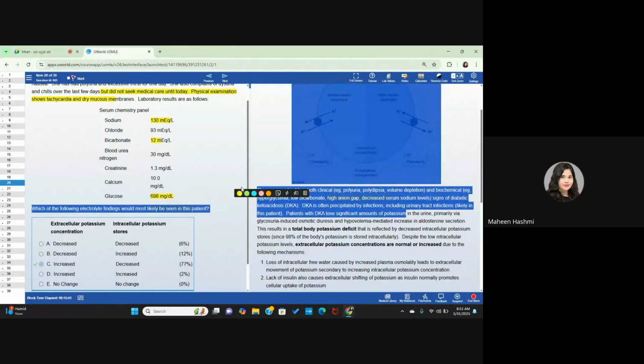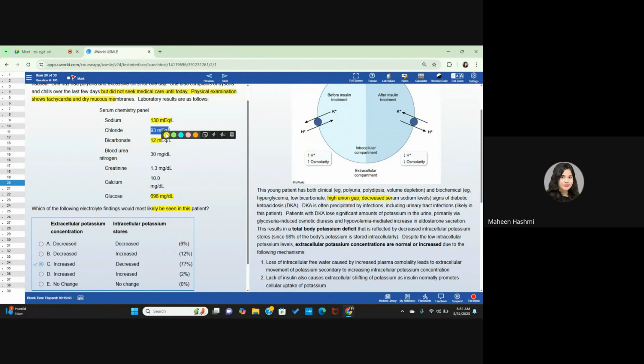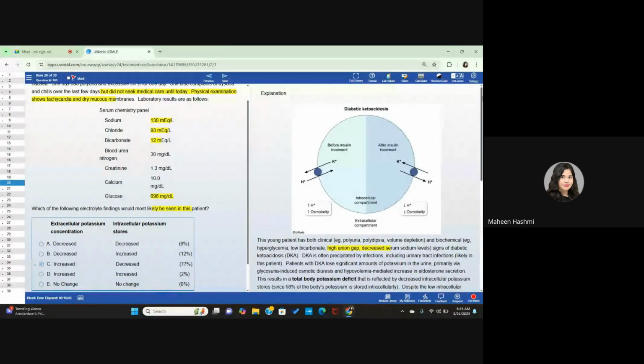That's why I asked you to calculate it. I didn't calculate it myself. Sodium minus chloride plus bicarbonate. If you do that, 93 plus 12. We told you it's a high gap because the bicarb is low. Oh, you said it was high. I misheard it. I apologize. I didn't calculate it.